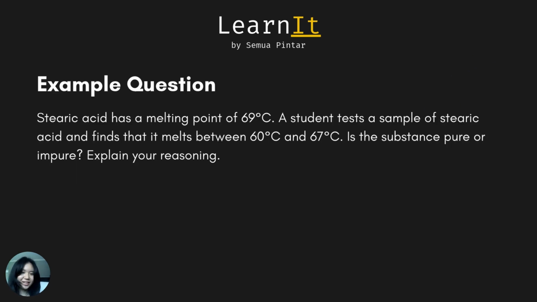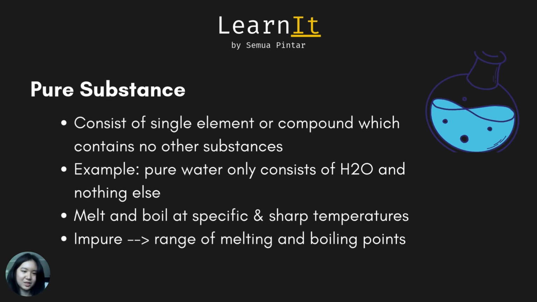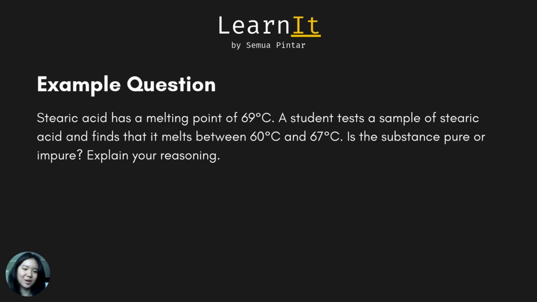Okay, here's a second example question related to the pure and impure substance topic. So here it says stearic acid has a melting point of 69 degrees Celsius. A student tests a sample of stearic acid and finds that it melts between 60 degrees and 67 degrees. Is the substance pure or impure? Explain your reasoning. Okay, pause this video to answer the question, and once you have the answer, you can play the video again.